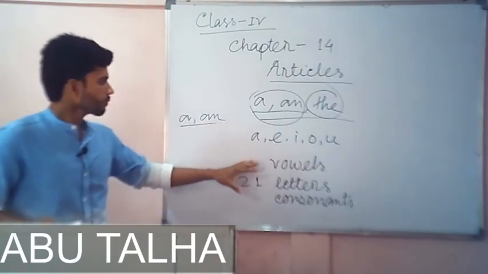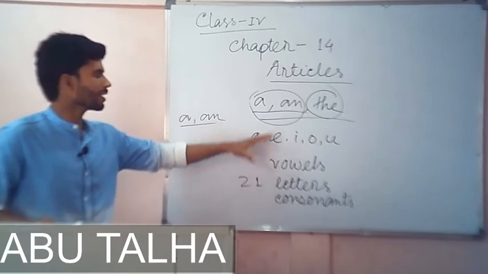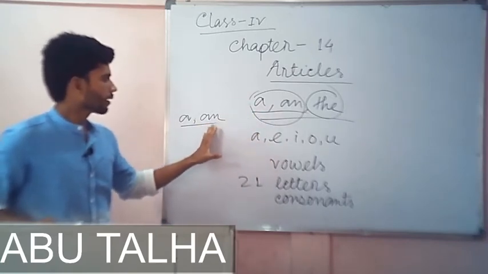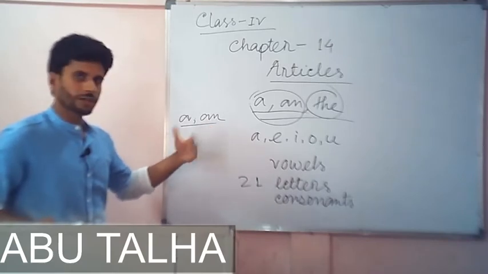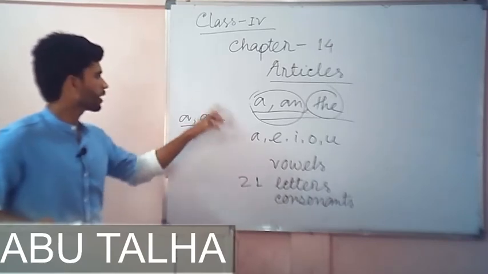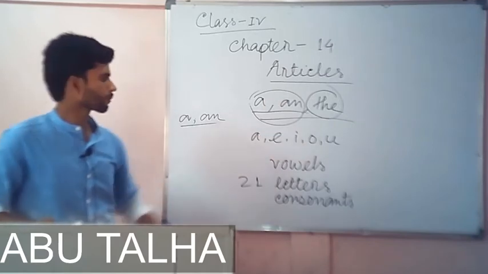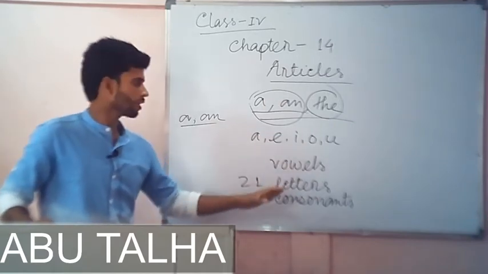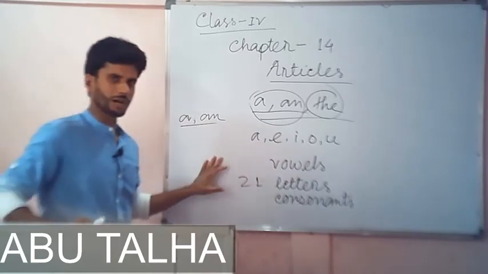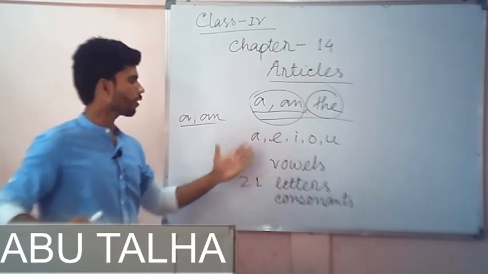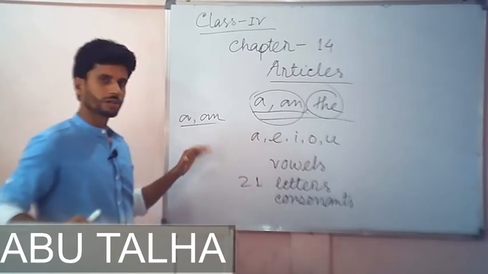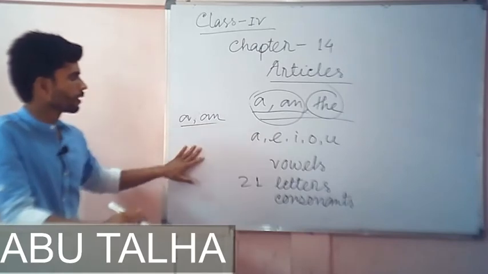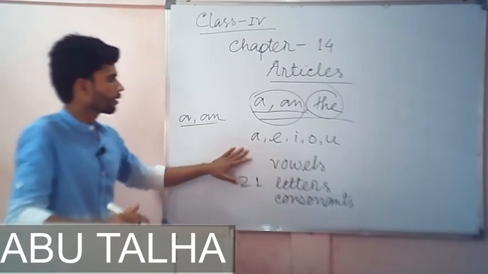To get a clear idea of how and when to use a and an, we should have a clear idea about which are vowels and which are consonants. If a vowel sound is there, then which article is used? If a consonant sound is there, then which article should be used?